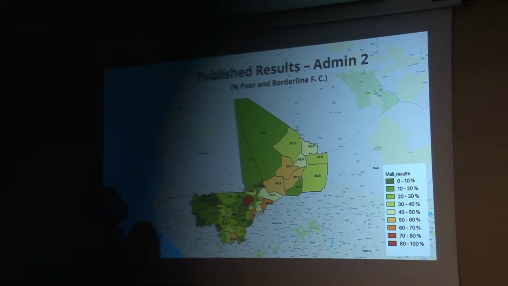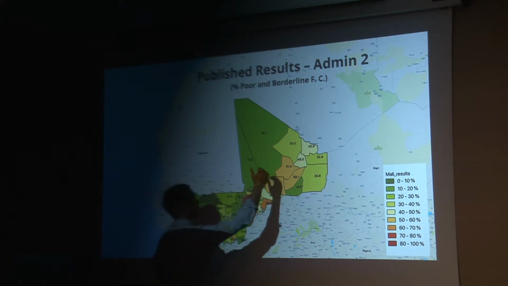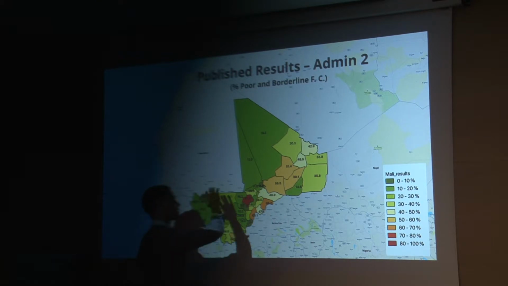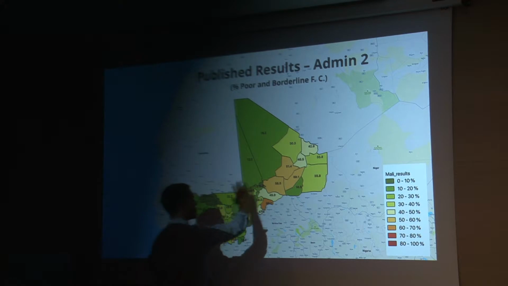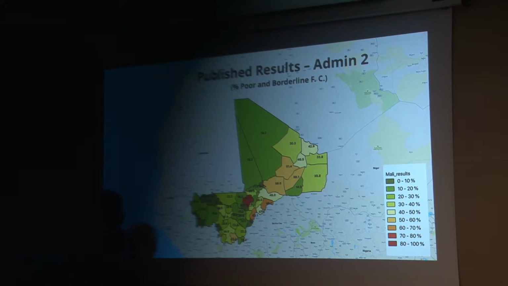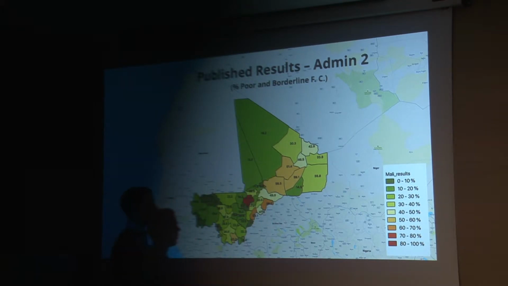Here the indicator is again the proportion of poor and borderline food consumption. So different colors. You can see here more red in the Sahel region. The food security situation is a bit worse in the Sahel region than in the south. But again, if you want to know if there are some pockets of food insecurity, you don't know.